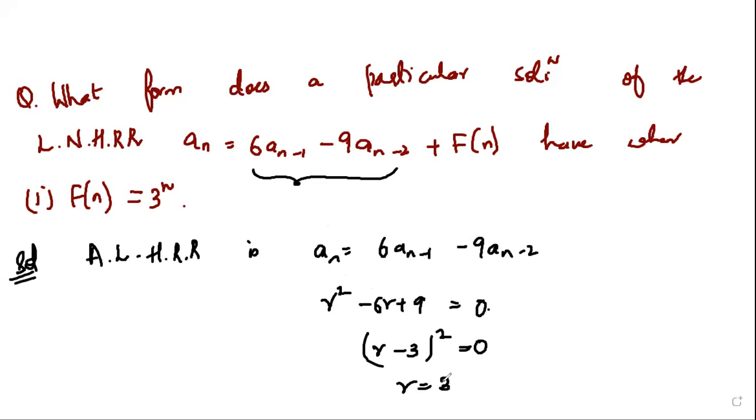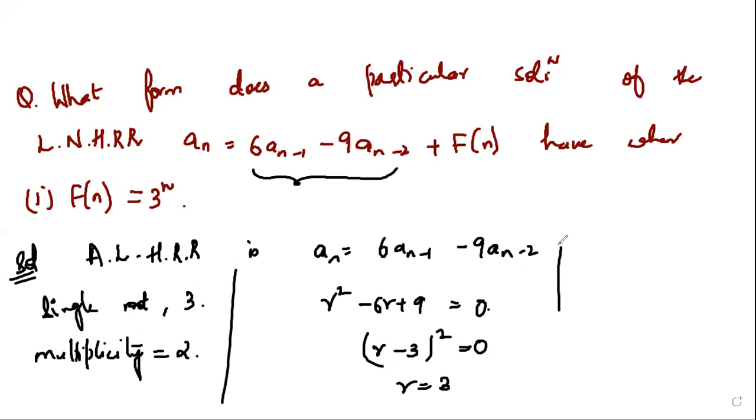So in this case, it has a single root. Let's mention it over here. Our problem has a single root. What is the root? 3. And how many times do we have it? It is being repeated twice. Okay. So the multiplicity is 2.